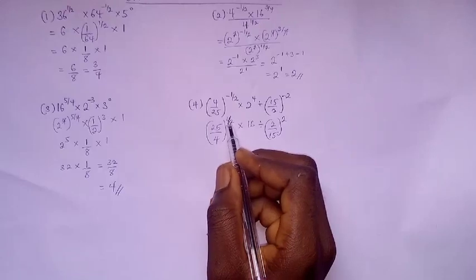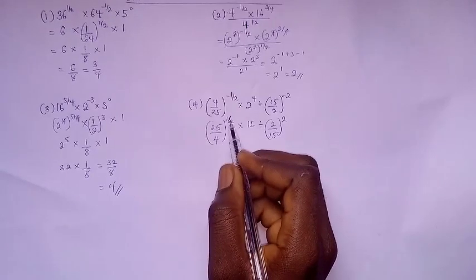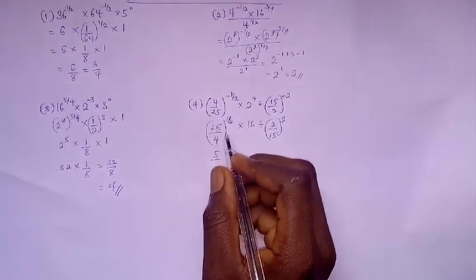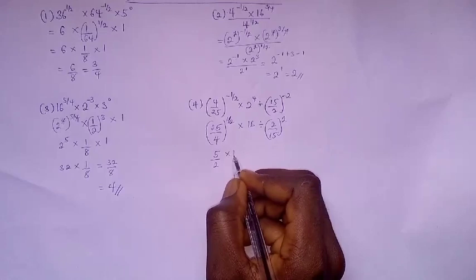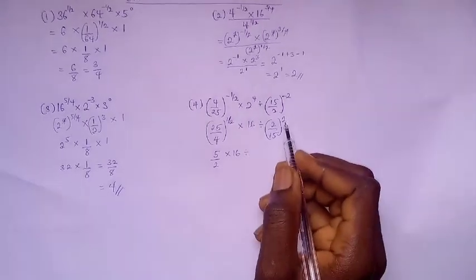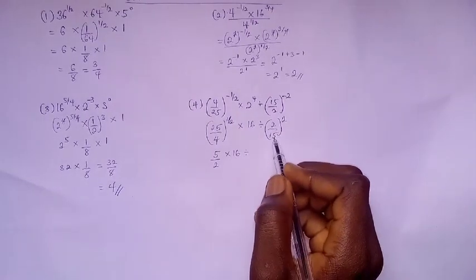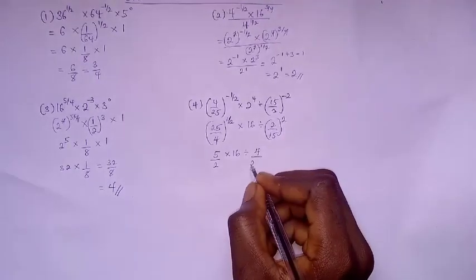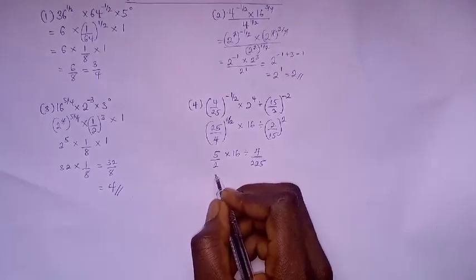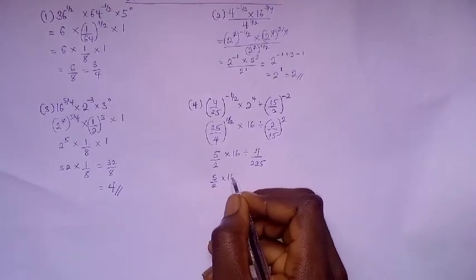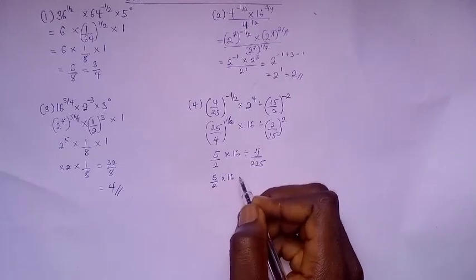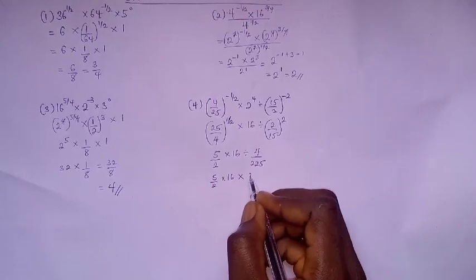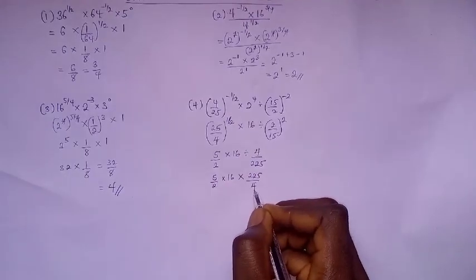We have to distribute this power 1 over 2 to 25 and 4, and power 1 over 2 is square root. So the square root of 25 is 5, over the square root of 4 which is 2, times 16, divided by, we also distribute the square to both 2 and 15. The square of 2 is 4, the square of 15 is 225. From your basic maths, you know that if we want to change this division to multiplication, we take the inverse of 4 over 225, and that is 225 over 4.